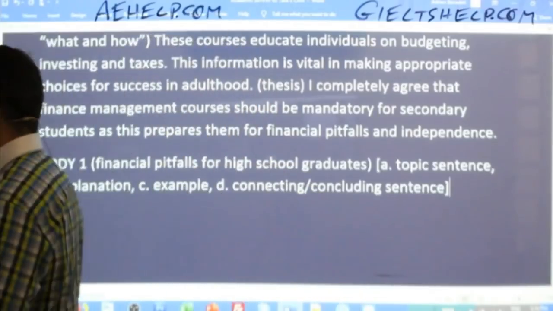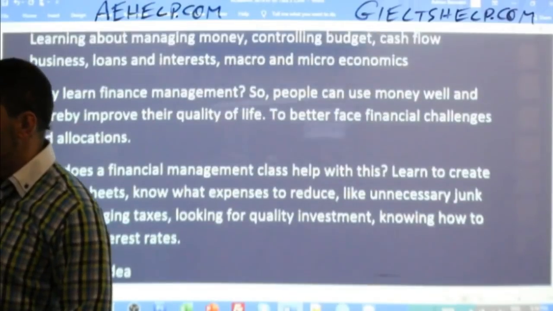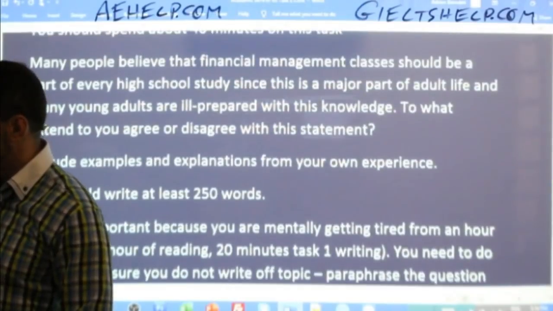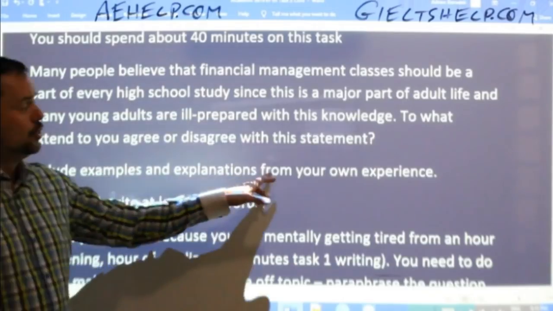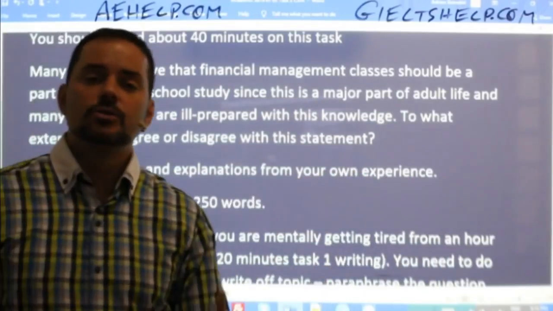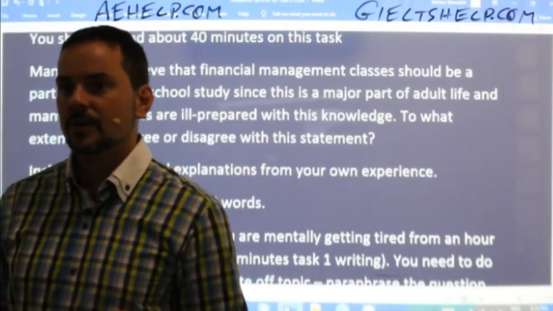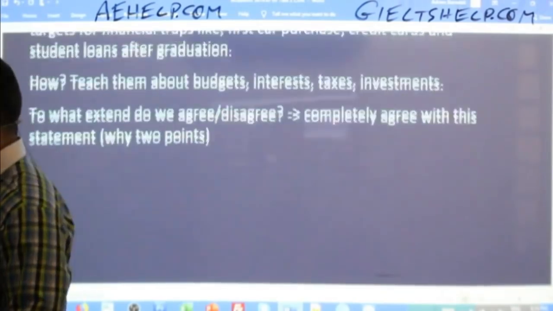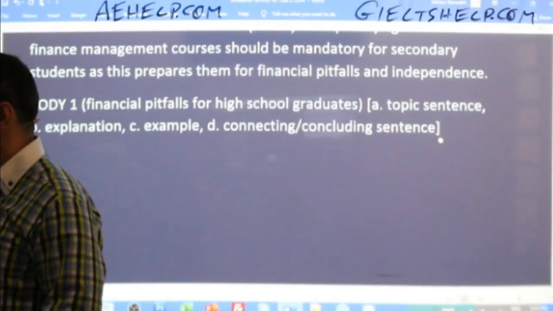Yeah, the question tells you the type of example that you need to include, right? So here is the original question. It says include examples and explanations from your own experience. That's a very direct request to include examples from your own experience. Absolutely. Okay. All right. So the topic sentence, as many of you know, is a definition with more detail, with more depth to the point 1.